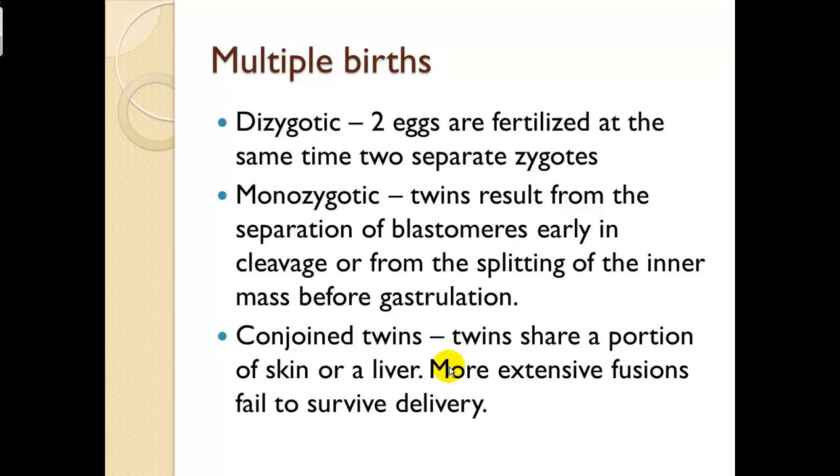Monozygotic. Twins result from the separation of the blastomeres early in the cleavage or from the splitting of the inner cell mass before gastrulation. Now, this would be identical twins, monozygotic. Conjoined twins is another possibility of this. Twins share a portion of the skin or liver. I think anybody that's looked around on the internet has probably seen conjoined twins. More extensive fusions cause a failure to survive delivery.